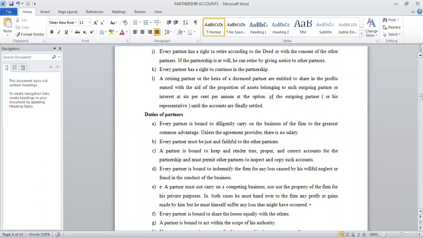After the rights, we can look at the duties of the partner. Every partner is bound to diligently carry on the business of the firm to the greatest advantage. Here it means that unless the agreement provides that there should be some salary, then that salary should not be provided so that the business can actually prosper. The other thing is that every partner must be just and faithful to the other partners, so we should not have a partner who is dishonest when it comes to disclosure of the amount of money sold and all that. And every partner is bound to indemnify the firm for any loss caused by his willful negligence.